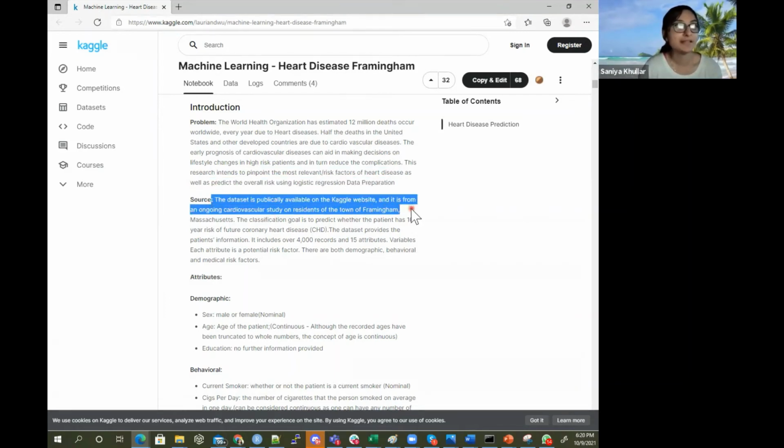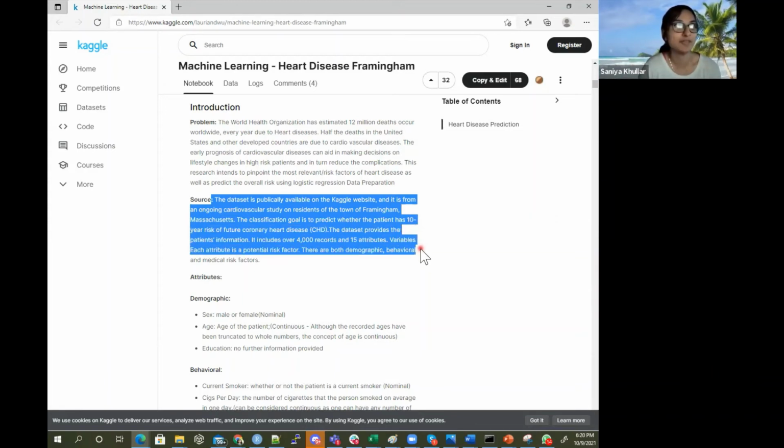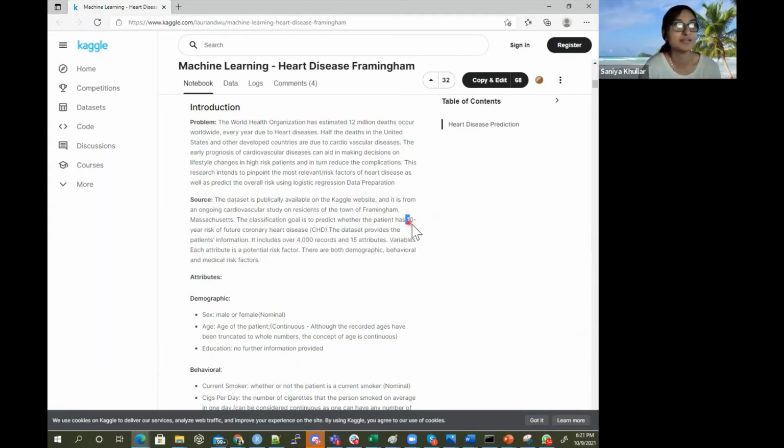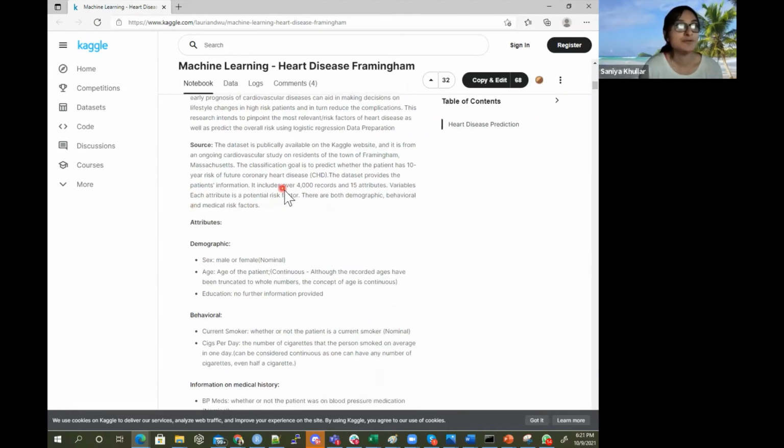So it's publicly available, and it's from an ongoing cardiovascular study on the residents in the town of Framingham, Massachusetts, and they're trying to predict, will you have a 10-year risk of future coronary heart disease? Like, within the next 10 years, are you going to have a high risk of having coronary heart disease? It provides patient information, over 4,000 records. That means the number of individuals, and 15 attributes. Each attribute is a potential risk factor, like your age, your gender, your smoking as well.